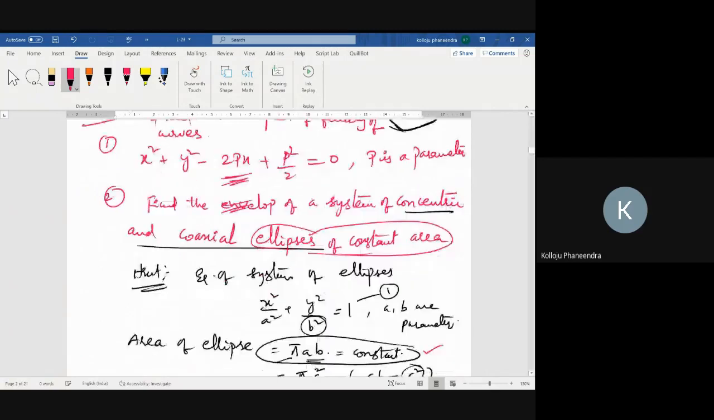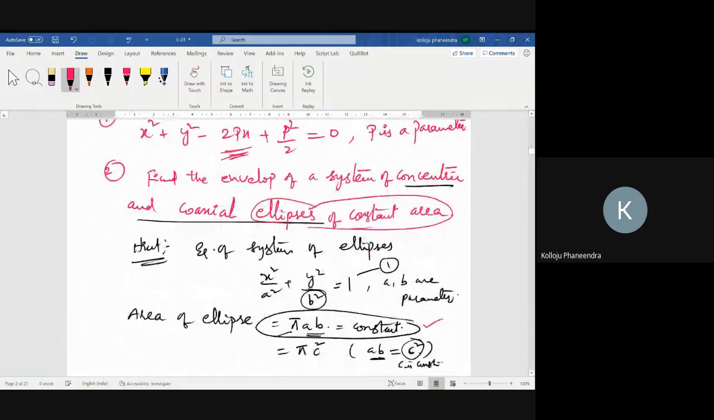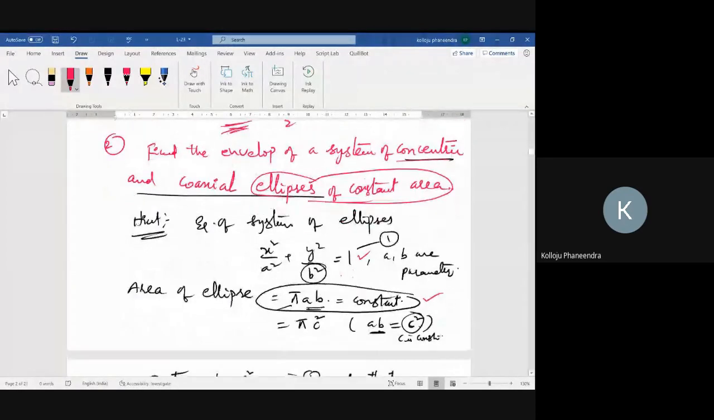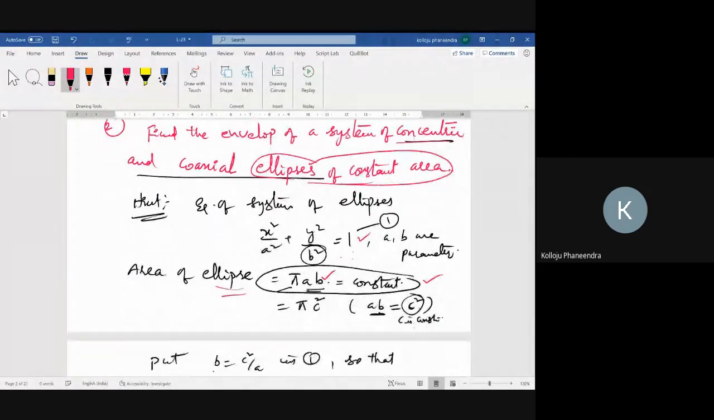Now, coming to the second assignment problem: find the envelope of a system of concentric and coaxial ellipses of constant area. First thing, the general form of the ellipse equation is what? x square by a square plus y square by b square equals 1. This is the equation of a concentric and coaxial ellipse. And you know the area of the ellipse is pi a b. It is given as constant area, so pi a b equals constant.